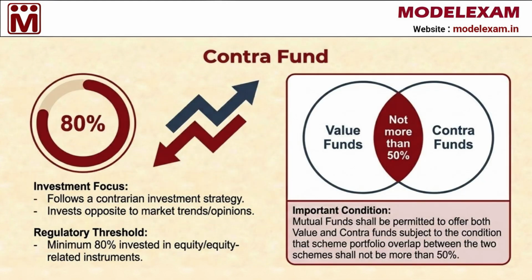Building on the idea of unique strategies, the Contra fund takes a path that is opposite to the current market trends or general opinions. It also requires an 80% minimum investment in equity. A very important point to remember is that a mutual fund company can offer both a value and a contra fund, but the portfolio overlap between what they own cannot be more than 50%.